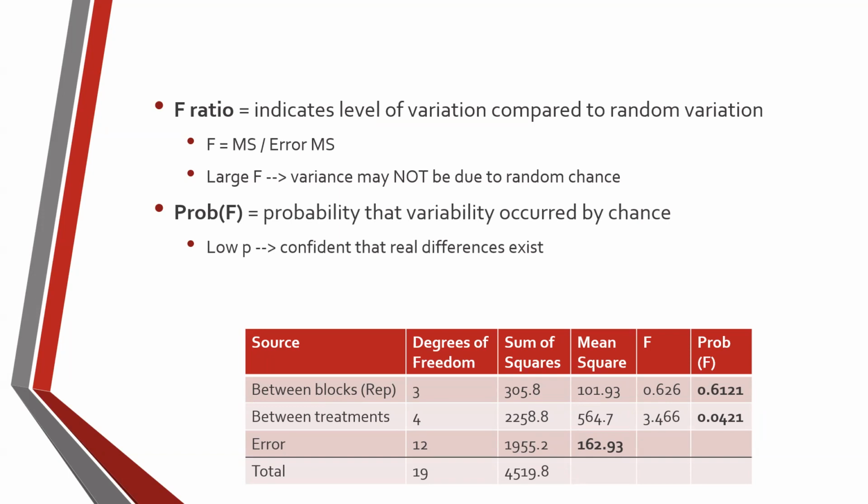A low p-value, typically 5% is the cutoff people use, indicates that we can be confident that there are real differences among treatments. Whereas if you have a high p-value, like we have here between the blocks, the 0.61, that indicates that there is no evidence of a real difference, in this case, between the blocks, the replicates we created. This could be that there is no real difference, or that the differences are too small for us to detect statistically based on what we have and what we're running.